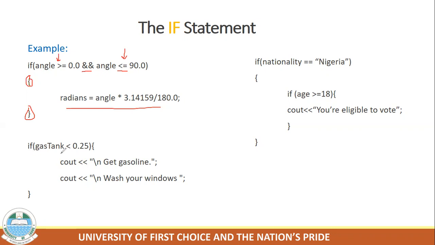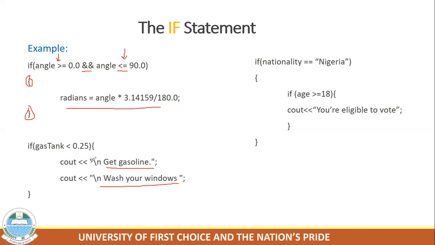Now, if we just want to test for a condition, you can use: if my gas tank is less than 0.25, display to the screen get gasoline, and also wash your window. So you want these two statements to be executed if your gas tank is less than 0.25.